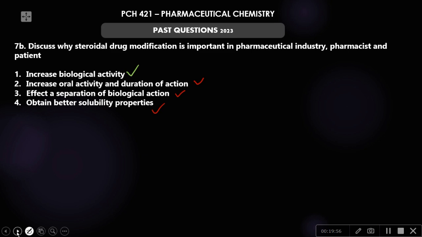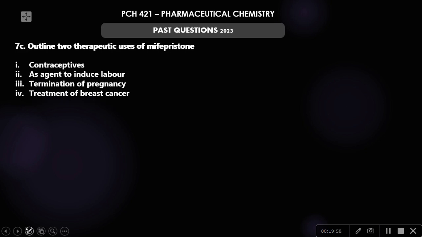So that is that. Now, next, outline two therapeutic uses of mifepristone. Mifepristone is used as a contraceptive. It is also used as an emergency contraceptive. It's also used as an agent to induce labor. Now, I don't know if I should put termination of pregnancy as a therapeutic use, because it looks like not a therapeutic use. And then we have treatment of what? Breast cancer. You use this compound to actually treat breast cancer.